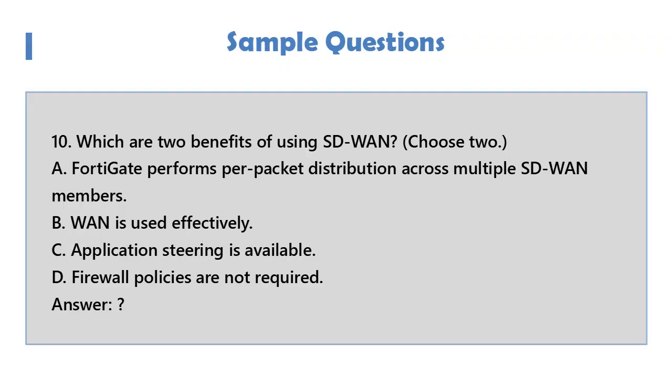10. Which are two benefits of using SD-WAN? Choose 2. A. FortiGate performs per-packet distribution across multiple SD-WAN members. B. WAN is used effectively. C. Application steering is available. D. Firewall policies are not required.